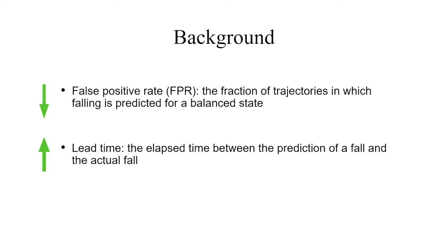Before we explain our approach, I want to introduce two important concepts to evaluate the fall prediction. The first concept is false positive rate, which means the fraction of trajectories in which a fall is predicted for a balanced state. The predictor may make a mistake and predict the robot will fall, even when the fall will never happen. We try to reduce the false positive rate because a larger FPR wastes time by unnecessarily switching the controller from the balanced state to the fall state. Doing the fall protect action at an improper time may even cause a fall.